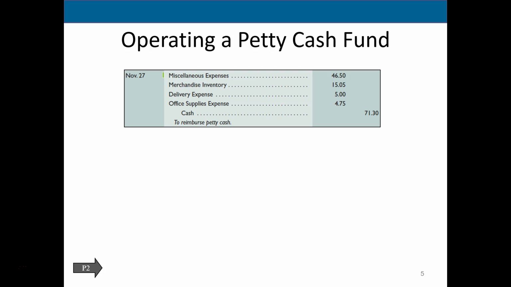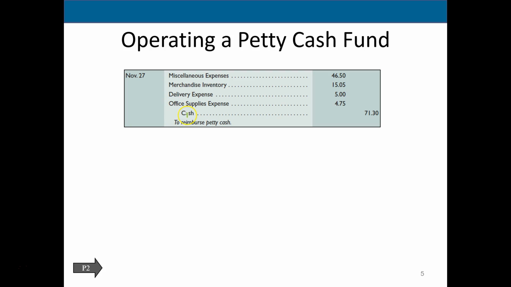So expenses, remember, are debit balance accounts. They only go up, they go in one direction, bringing net income down. So we're going to increase the expenses by debiting miscellaneous expense, because we had miscellaneous expense, the merchandise inventory, for the freight of the inventory that we purchased, the delivery expense, and the office supplies. We're going to debit those accounts, increasing the expense amounts in them, decreasing net income.